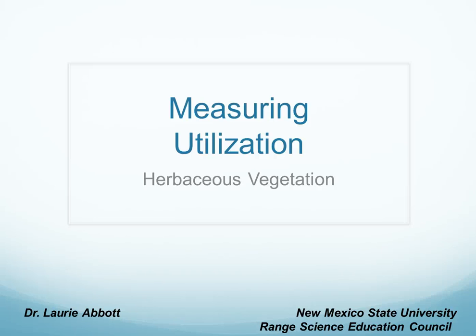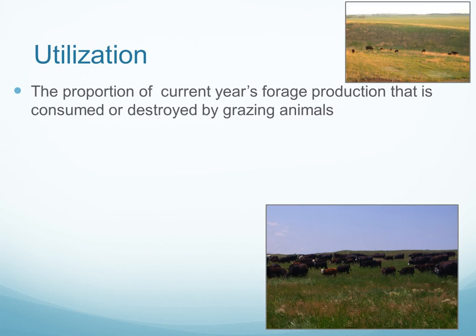Measuring utilization of herbaceous vegetation. Utilization is the proportion of the current year's forage production that is consumed or destroyed by grazing animals. It is a very informative measure with direct implications for management.